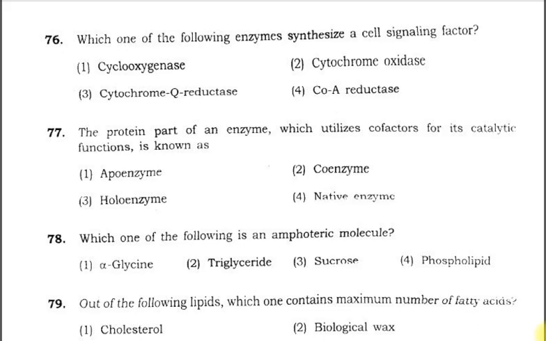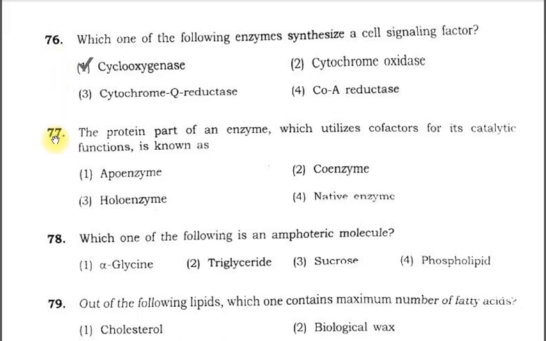Question number 76. Which one of the following enzymes synthesizes the cell signaling factor? Option 1, cyclooxygenase. Option 2 is cytochrome oxidase. Option 3 is cytochrome Q reductase. Option 4 is coenzyme A reductase. So the correct option is number 1, cyclooxygenase. Cyclooxygenase is also known as prostaglandin endoperoxide synthase. It gives rise to prostanoids, including thromboxane and prostaglandins, from the precursor molecule arachidonic acid.